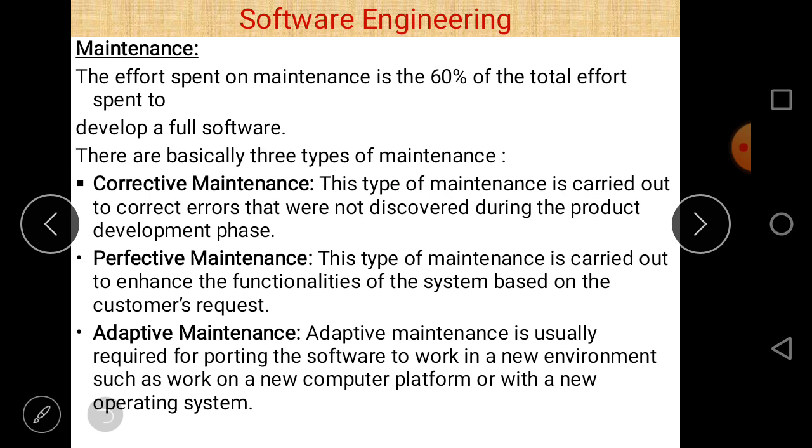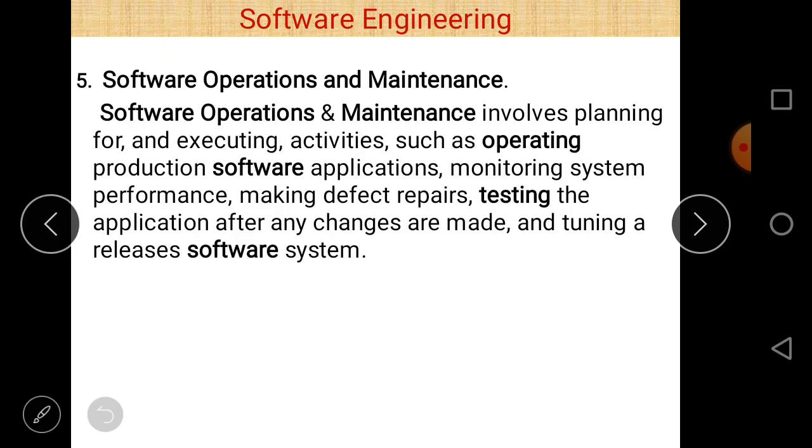And the third one, which is very important, is adaptive maintenance. Adaptive maintenance is basically related to the computer platform. For example, if the software is able to run only on Windows 7 and is not able to run on Windows 10, and you want to give a higher version for other platforms, then there is a type of maintenance called adaptive maintenance. So these are the three types of maintenance, and it is also a part of software operation and maintenance. So this important question belongs to what are the different types of maintenance, as a type of software operations and maintenance.